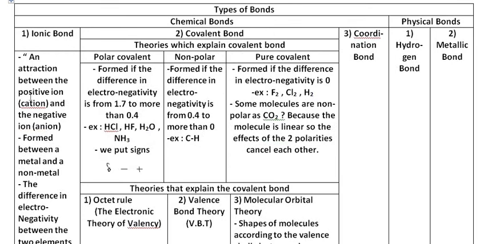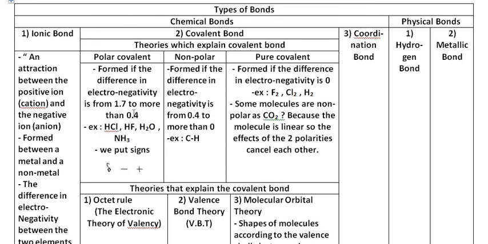An ionic bond has an attraction between the positive ion and the negative ion, as I said before, while a covalent bond can be classified into 3 types: polar covalent bond, non-polar covalent bond, and pure covalent bond. For the ionic bond, we said that if the difference between the bonded atoms is greater than 1.7, the bond will be ionic. In the covalent bond, the polar bond occurs when the difference between the bonded atoms ranges from 1.7 to more than 0.4.